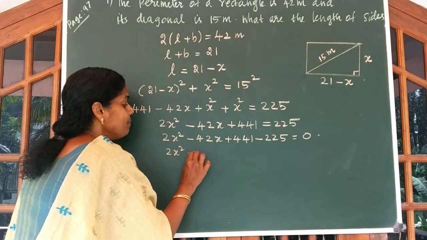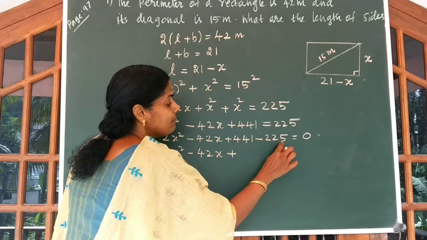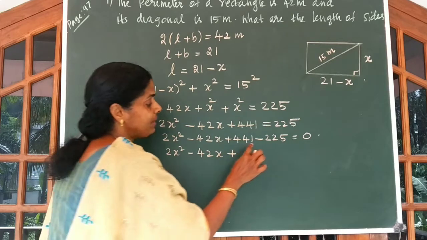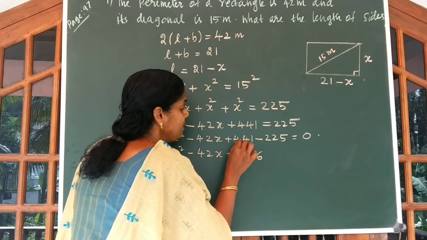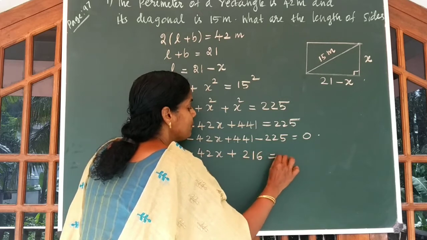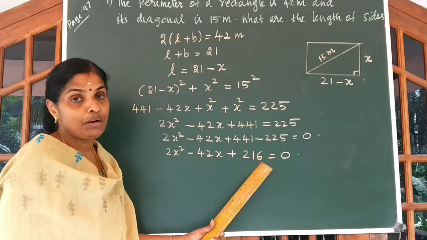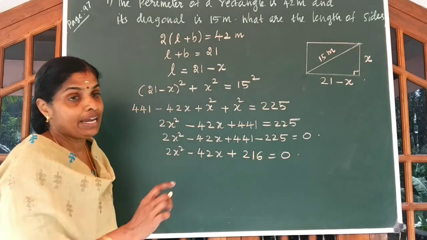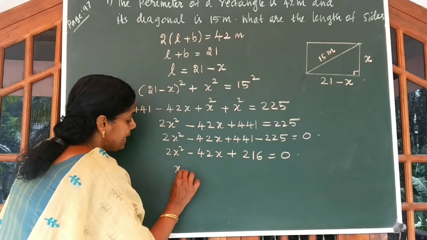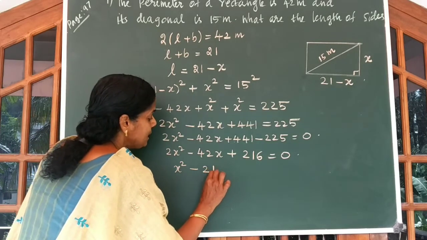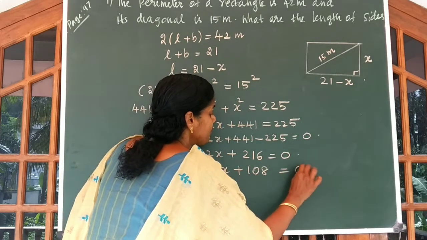2x square minus 42x plus 441 minus 225, 11 minus 5, 6, 3 minus 2, 1, 4 minus 2, 2 equal to 0. Now you know all these terms are divisible by 2. So let us divide the whole equation by 2. So you get x square minus 21x plus 108 is equal to 0.